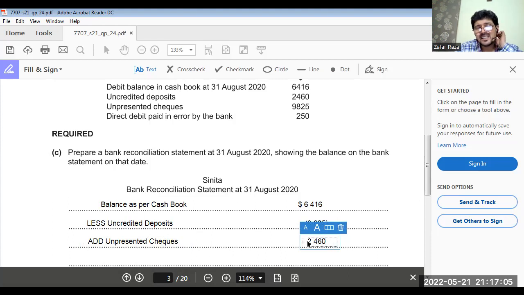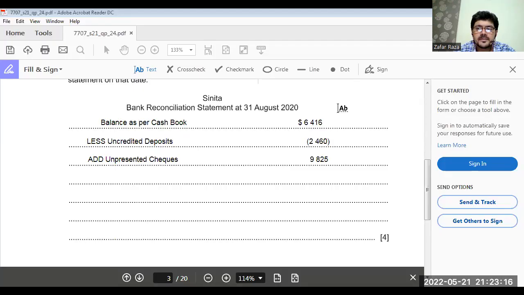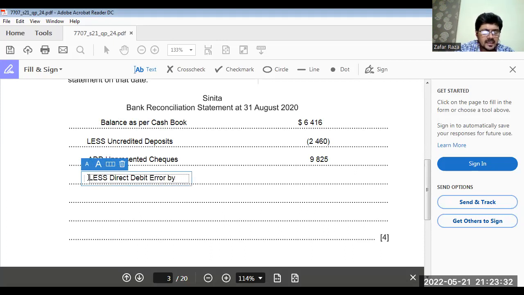So this is direct debit. Direct debit means the bank has deducted an amount in error by mistake. So what we have to do? 250. Okay. And unpresented checks and less direct debit error. Fine. That is 250.